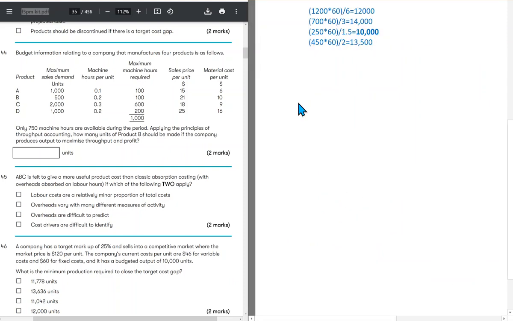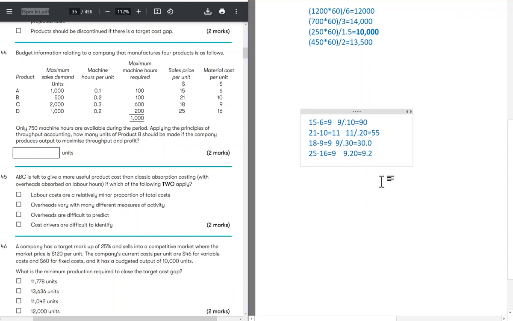Okay. First, let's look at the throughput, which is 15 minus 6, 21 minus 10, 18 minus 9, and 25 minus 16. And then taking that divided by the limiting factor. Remember, the limiting factor is the machine time. So I'm going to directly take and divide by the limiting factor. 11 divided by 0.20. 9 divided by 0.30. And then 9 divided by 0.20.